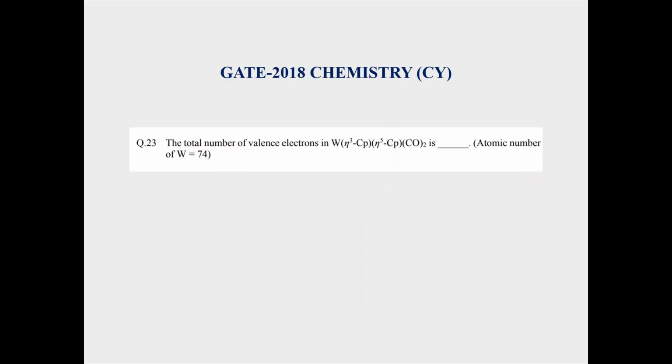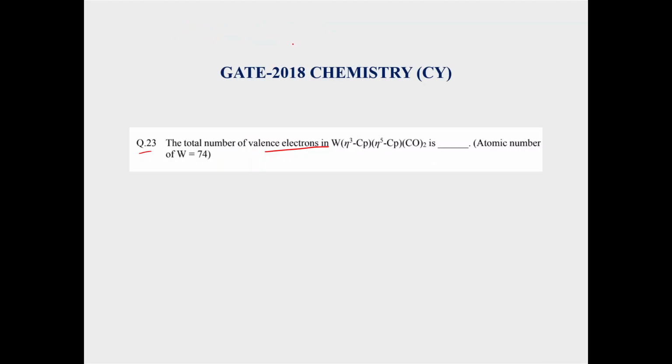So the next question is question number 23. The question is: the total number of valence electrons in W(η3-Cp)(η5-Cp)(CO)2 is how much? The atomic number of tungsten is given. Okay, so it is W with η3-Cp, η5-Cp and 2 carbonyl ligands. So it is a very easy question.